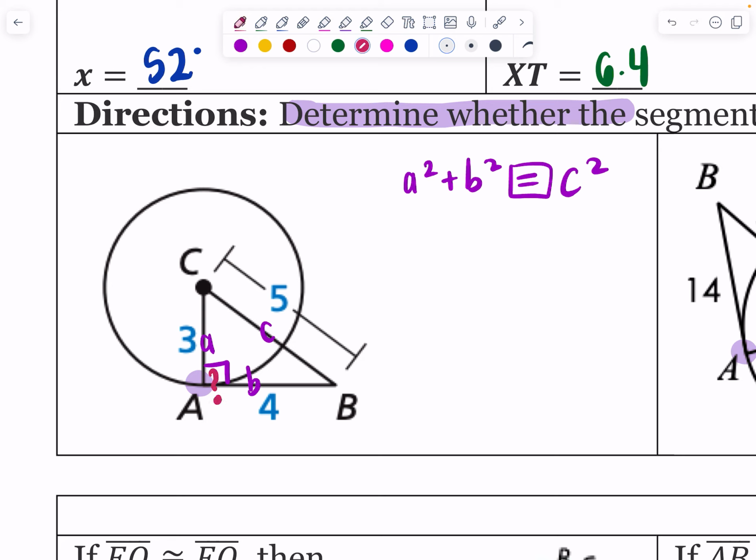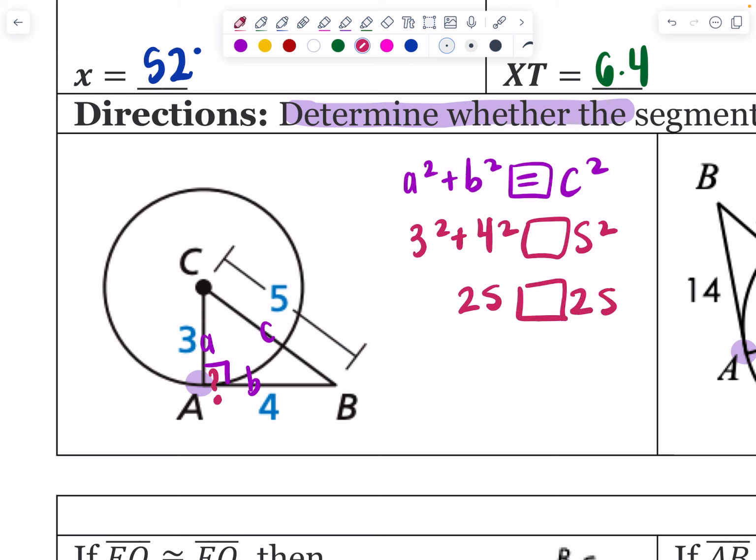So let's plug it in. 3 squared plus 4 squared. Is that in fact equal to 5 squared? So I'm going to erase this equal sign and let's see. What is 3 squared plus 4 squared? That's going to be 25. What is 5 squared? That's also going to be 25. So because these are both equal, then yes, this is a right triangle. So are these tangent? We would say yes, that is a right angle.